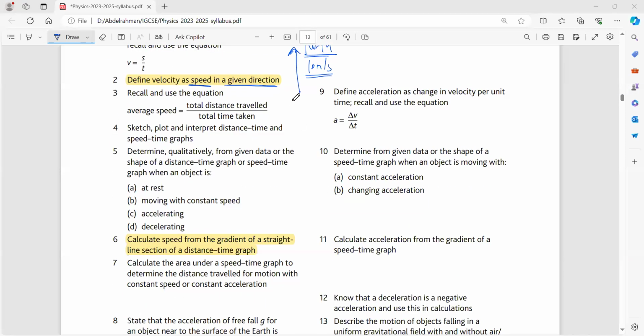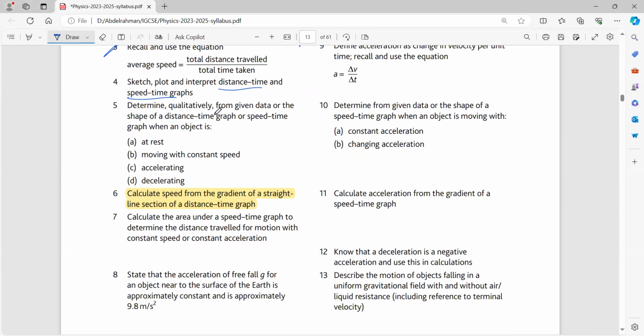Okay. Again, using average speed, total distance over total time. Okay, we know that. Distance time graph and speed time graph, and the difference between them.